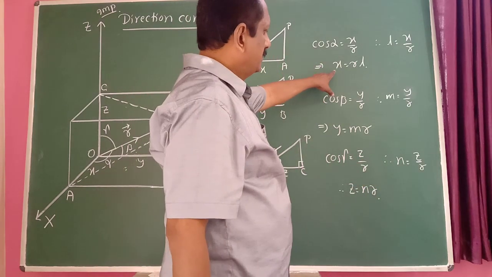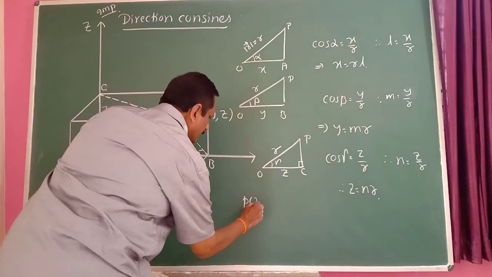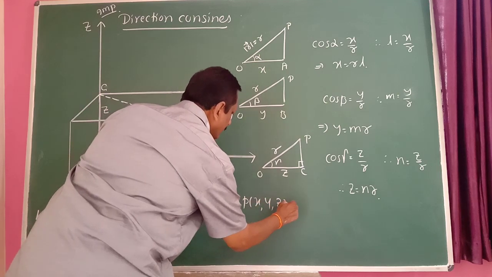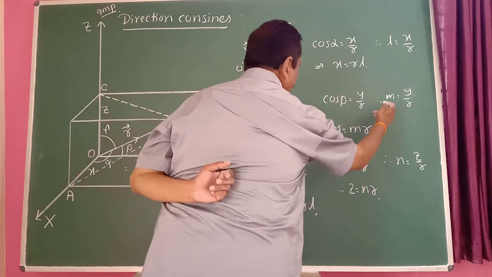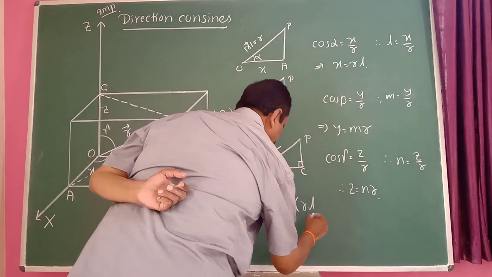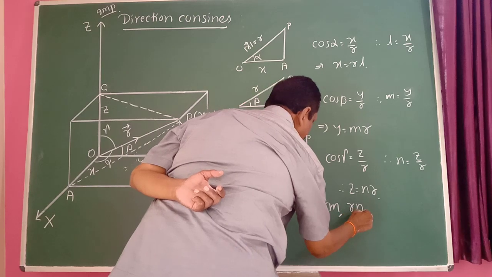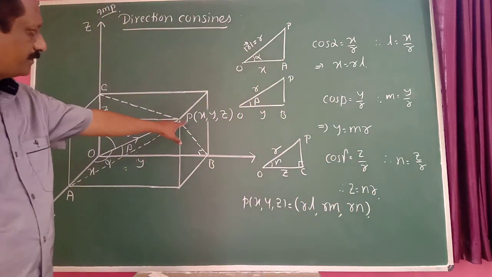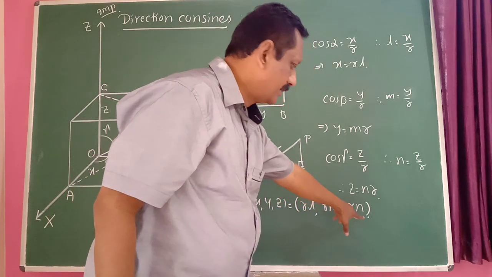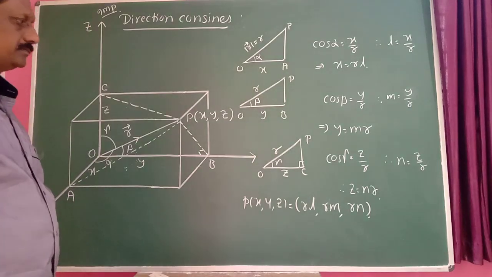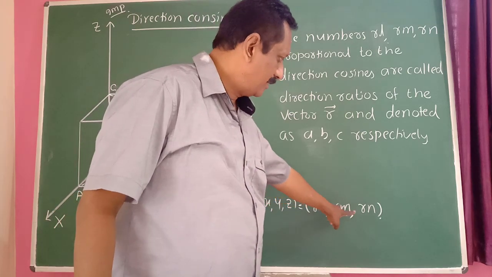Therefore x is rl, y is mr, and z is nr. So you can write P as P(x, y, z). So x is rl, y is rm, and z is rn. Therefore the coordinates of P are (rl, rm, rn).